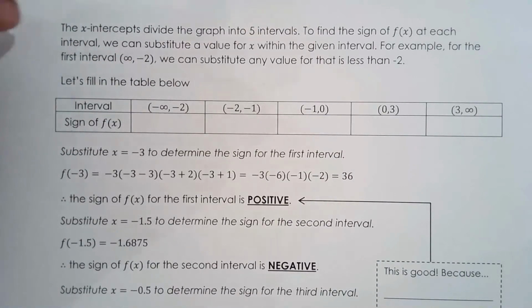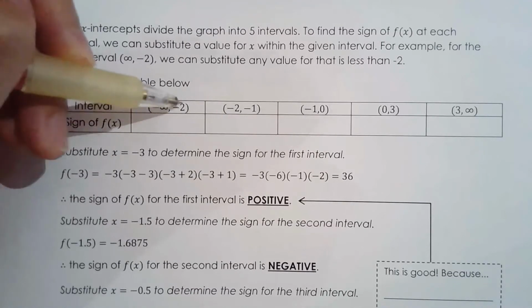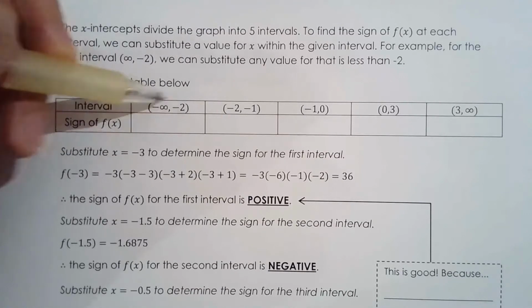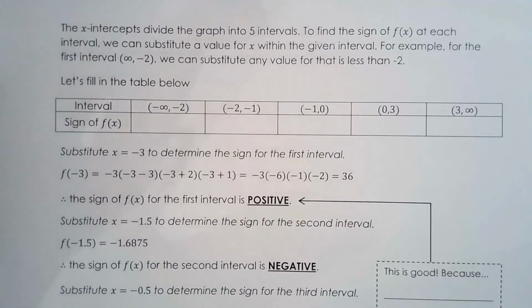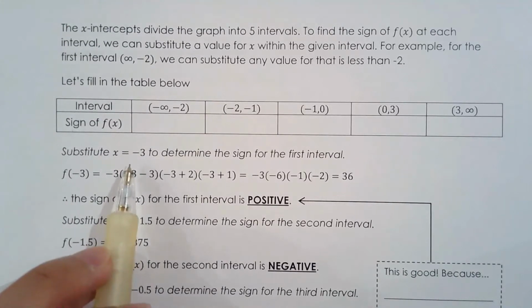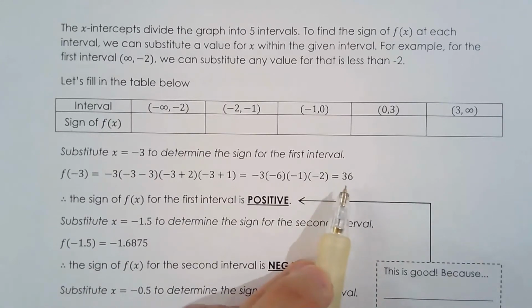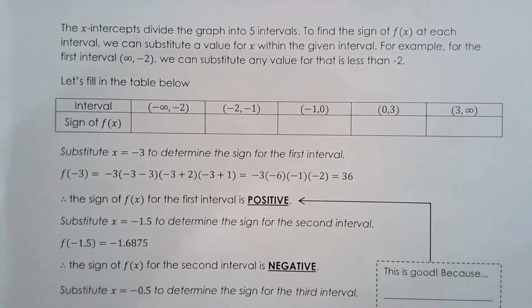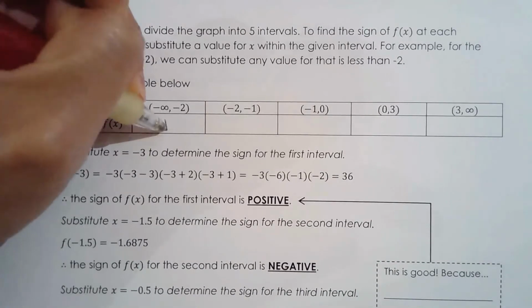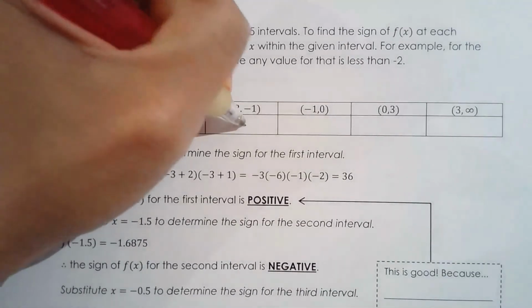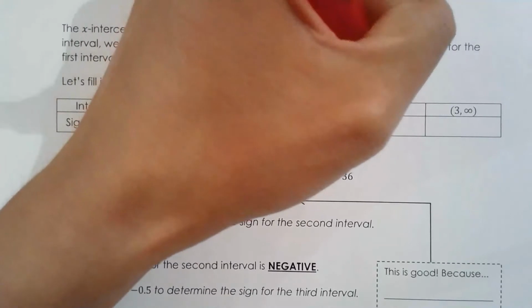So how do we do that? You use test values on these intervals. So what's in this interval of less than -2? Well, infinite numbers. You can do -2.5, -3, -4, -5, anything less than -2. I chose to use -3 as my test value. And I found out that f of -3 was 36. Who cares it's 36? I just care about the fact that it's positive. And on the next interval, it's negative, and then positive, and negative, and positive.